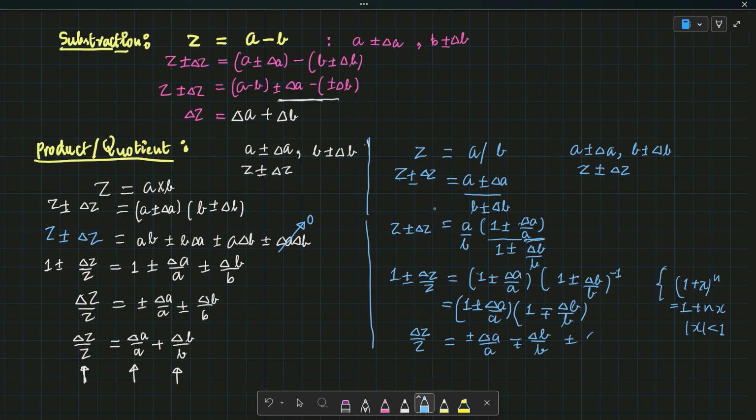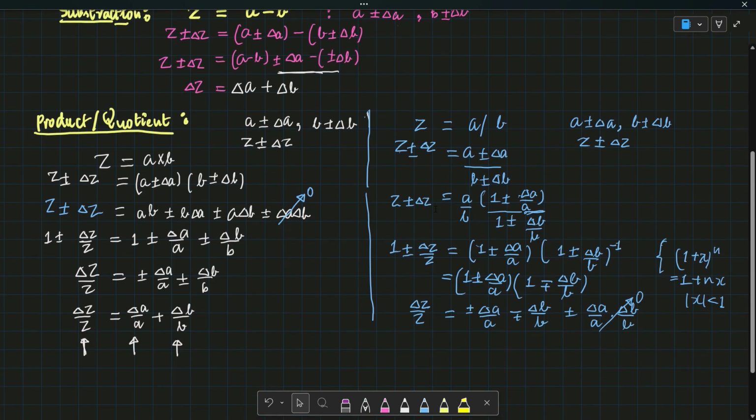Delta A by A into delta B by B is an exceptionally small quantity, because delta A and delta B are already very small. So delta A by A and delta B by B is very small, so we'll neglect it. So we get delta Z by Z is equal to this quantity. So the maximum relative error again will be delta A by A plus delta B by B. We'll take the plus sign, because we want to report the maximum error.